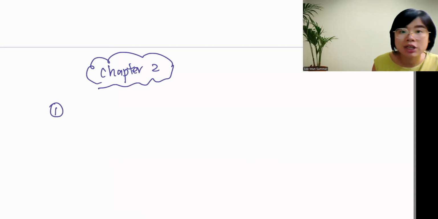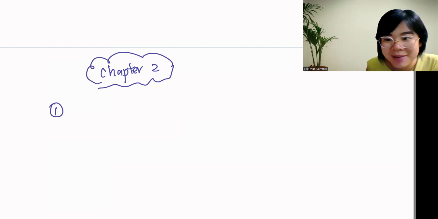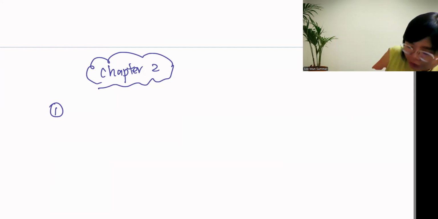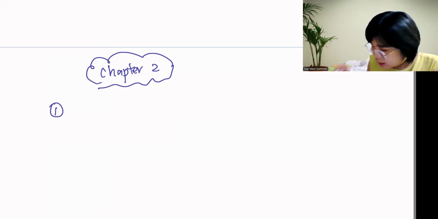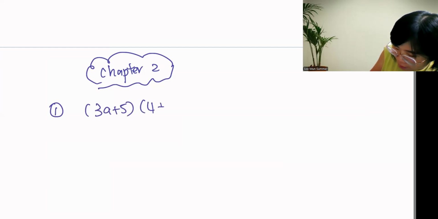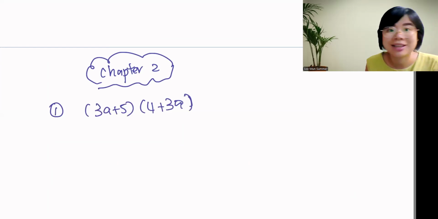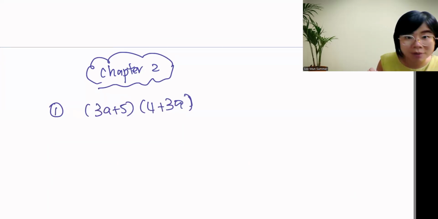The first one, you remember what is chapter 2? Chapter 2 is algebra. You learn how to expand and learn how to factorize. Am I right? So first one, you must know how to expand this formula. For example, we have 3a plus 5 and then 4 plus 3a. So how do you expand this kind of question? I think you should be very familiar.